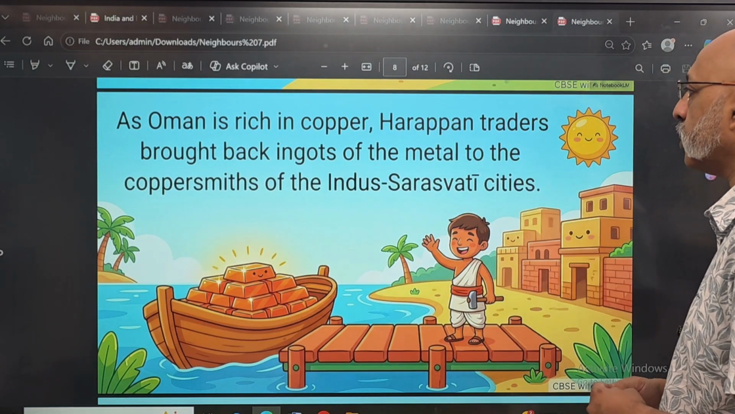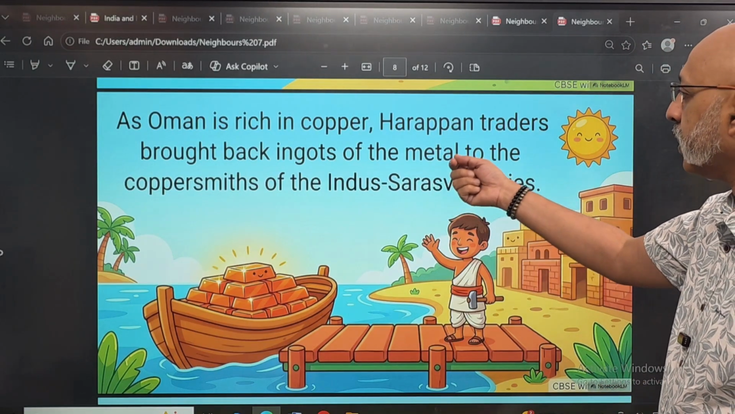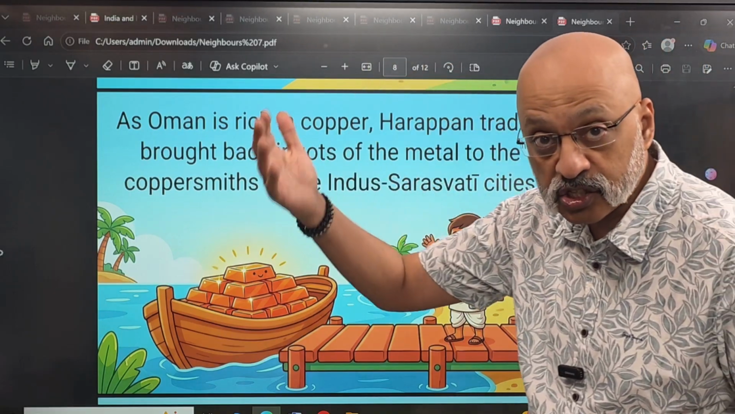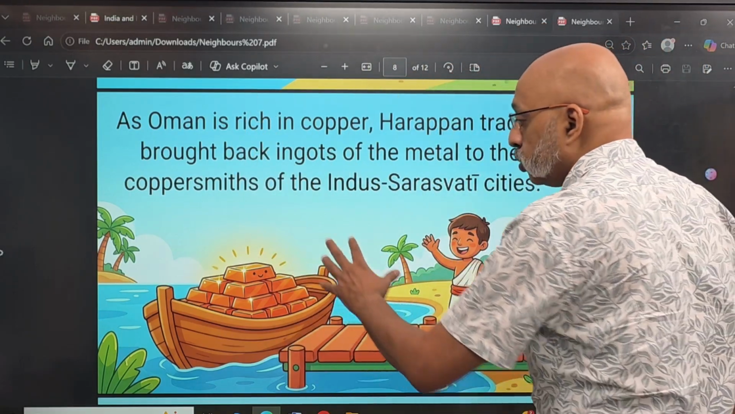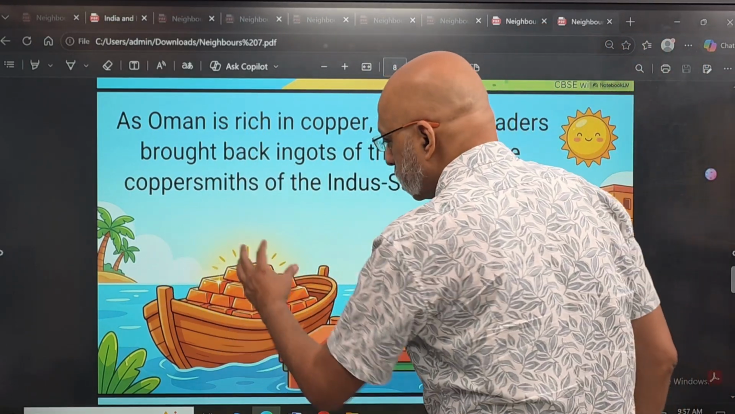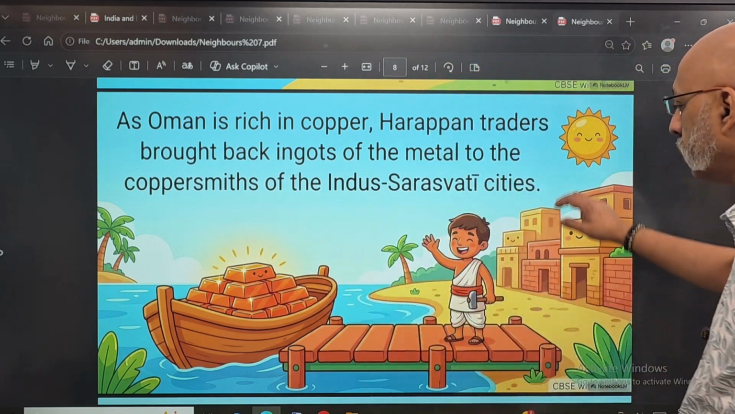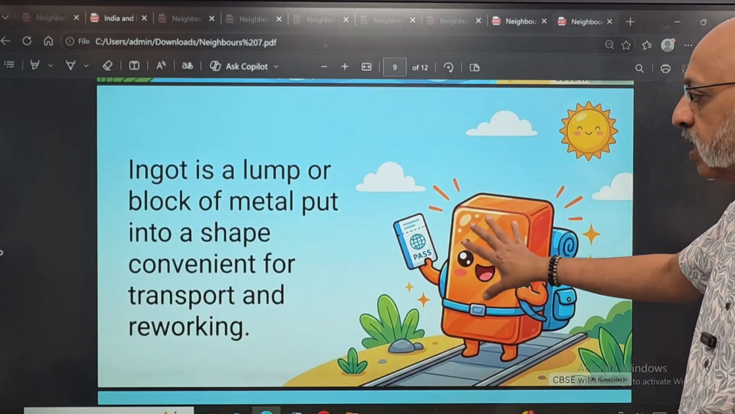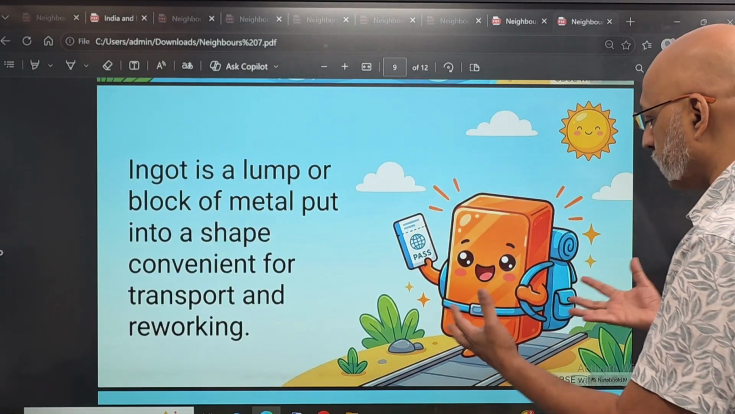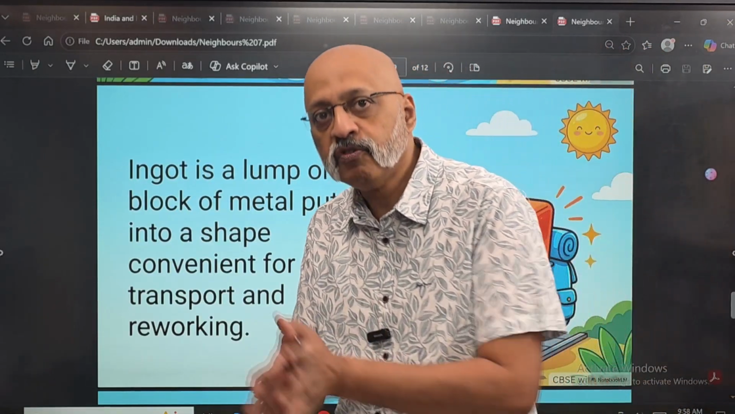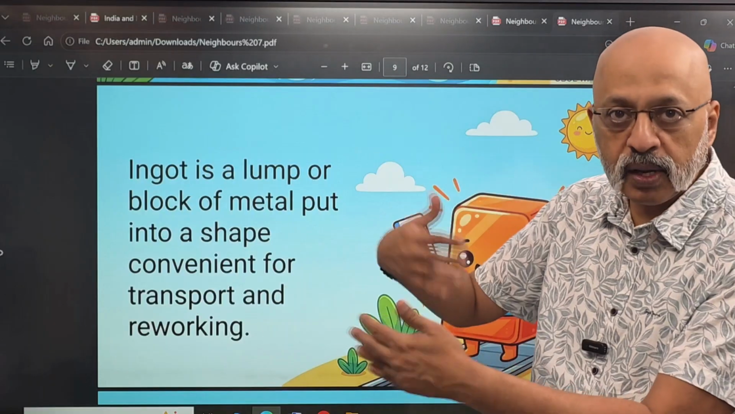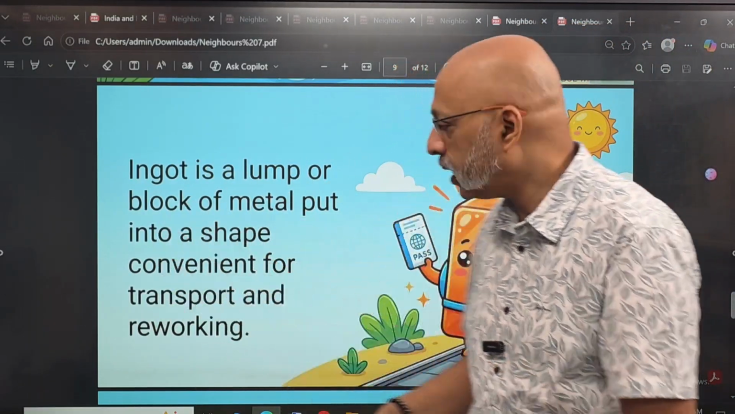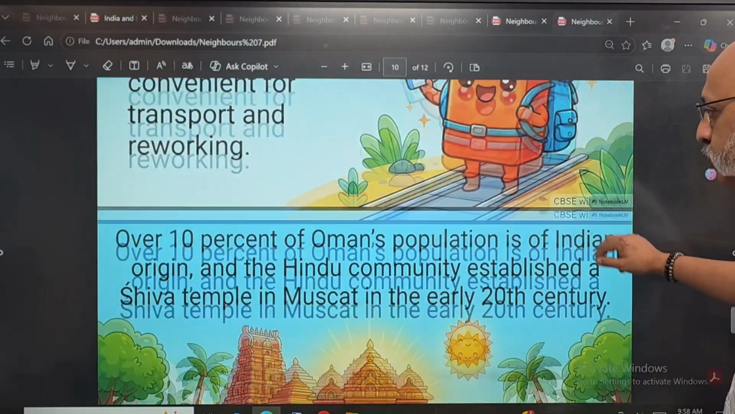As Oman is rich in copper, Harappan traders brought back ingots of the metal to coppersmiths of the Indus Saraswati civilization. So the Indus Valley civilization. So this copper was brought in blocks from Oman to India. An ingot is a lump or a block of metal put into a shape convenient for transport or reworking. So you make it into blocks which can be transported, and then it can be made into wires, sheets, vessels, etc. here by the different blacksmiths.